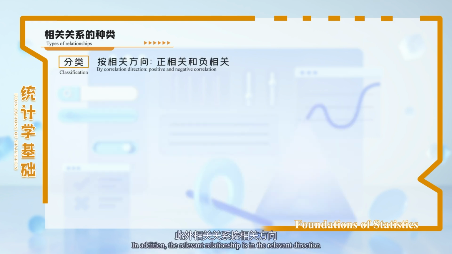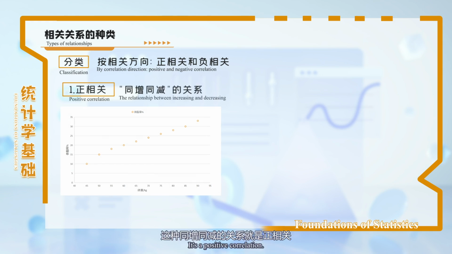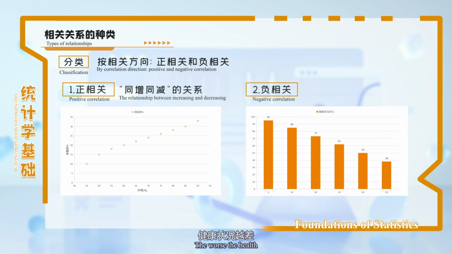In addition, according to the direction of correlation, it can also be divided into positive and negative correlations. Positive correlation: you gain weight, body fat percentage goes up; you lose weight, body fat percentage goes down. It's a positive correlation. The second is a negative correlation. The more you smoke, the worse your health; the less you smoke, the better your health. It's called a negative correlation.